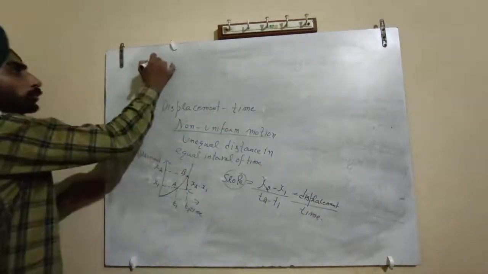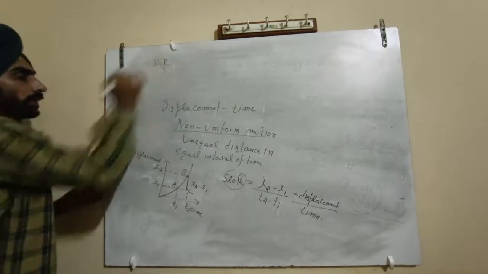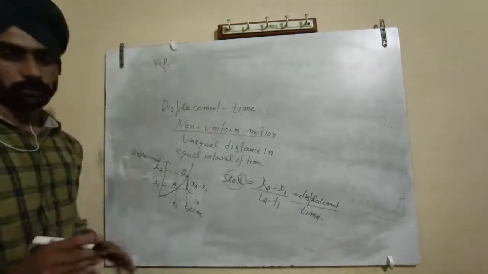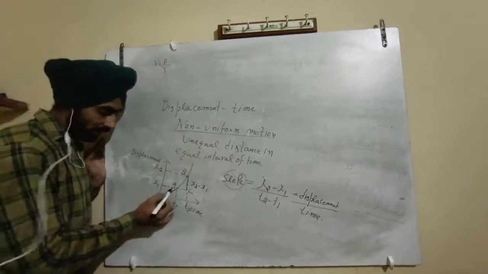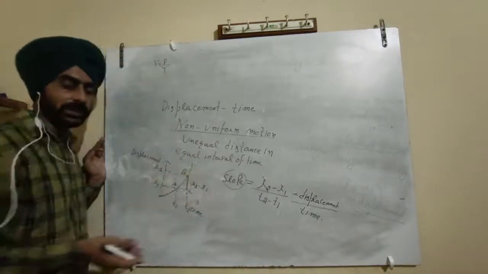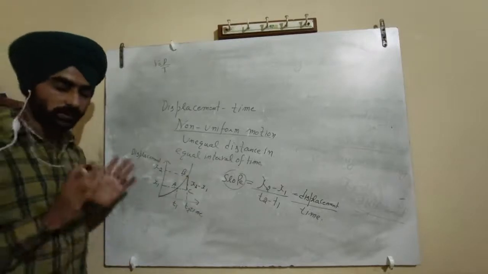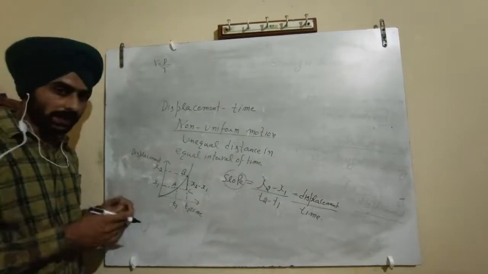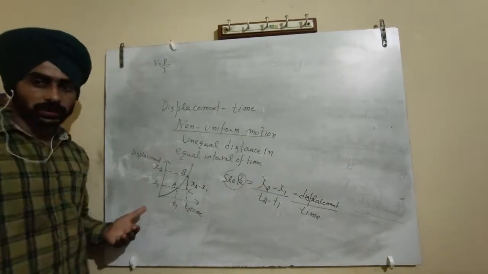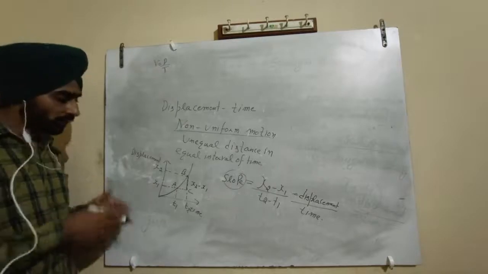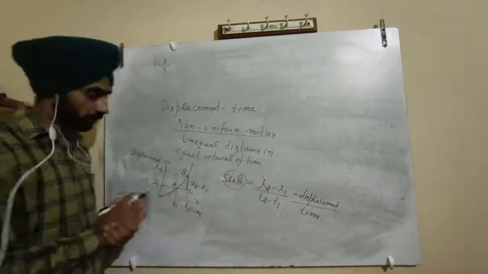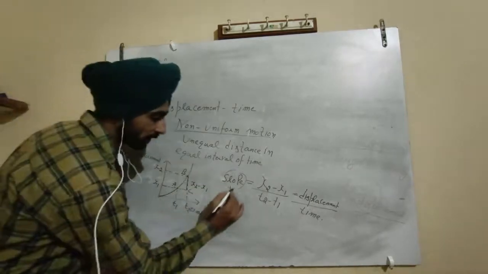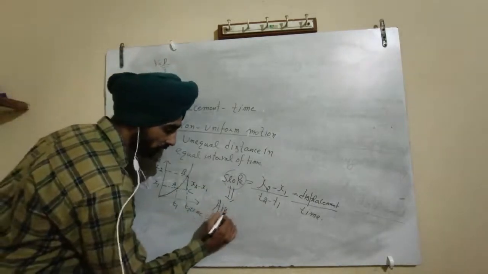Okay. You know velocity is equal to displacement upon time. You will say we are going to get the velocity, but this is a non-uniform motion. That means the object is moving with different velocities at different times. The object is not moving with a single velocity at each and every time. So we are not going to get the value of velocity here. We are going to get the average velocity.